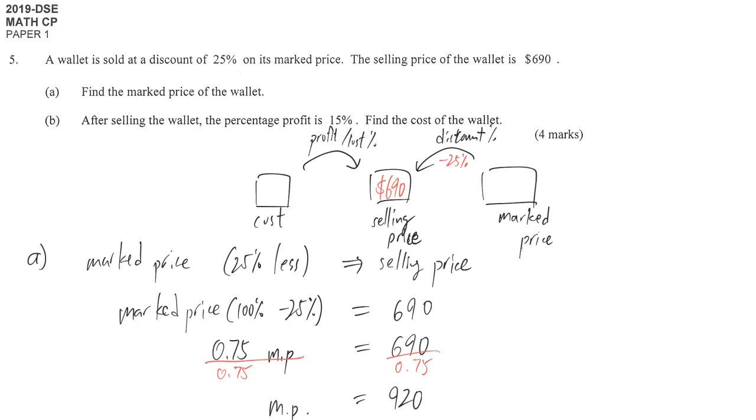And then you think, does that make sense or not? Okay, the market price should be more. So after subtraction, it should become a smaller value. So that's why the market price is $9.20. And then after that, we are going to consider question part B.